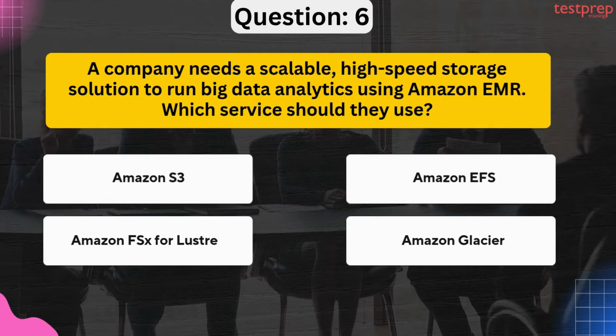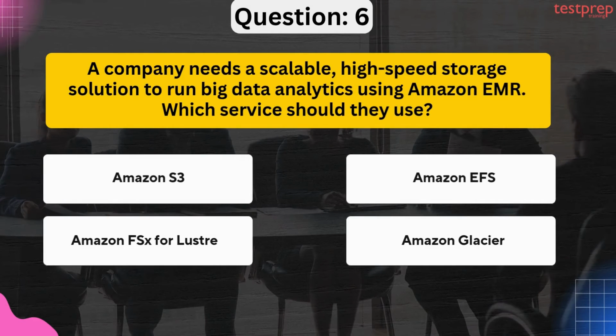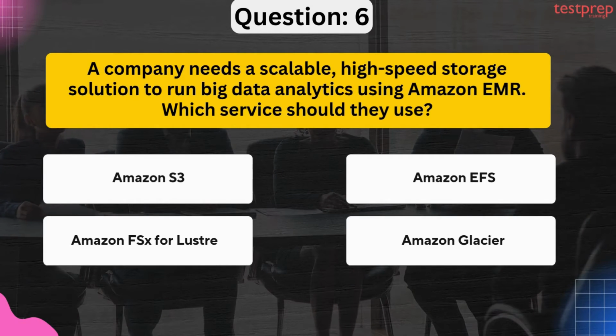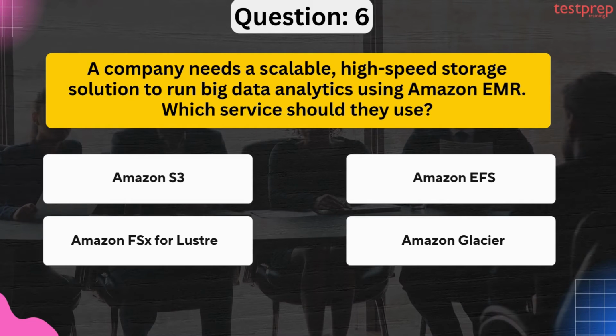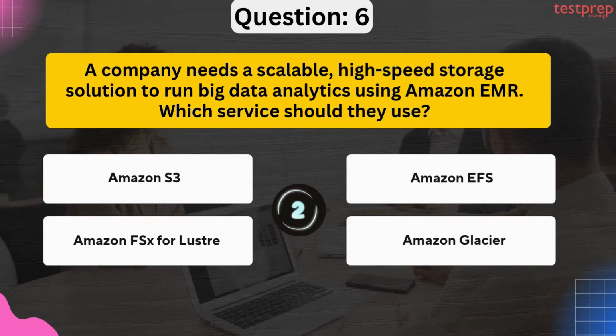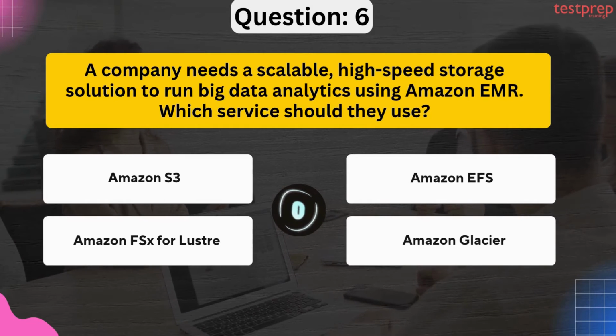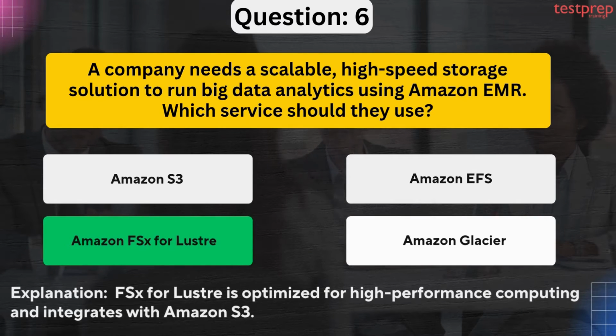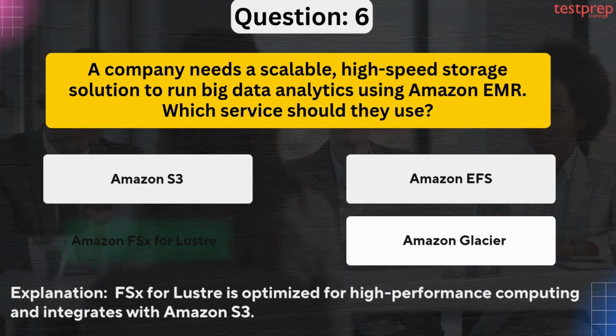Question 6. A company needs a scalable, high-speed storage solution to run big data analytics using Amazon EMR. Which service should they use? The correct answer is Amazon FSx for Lustre. FSx for Lustre is optimized for high-performance computing and integrates with Amazon S3.